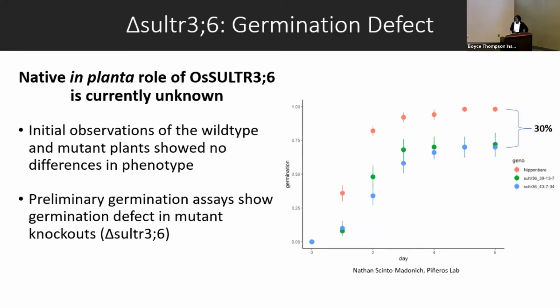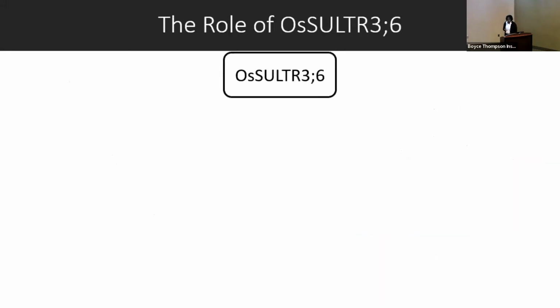So this germination assay gave us our only clue. What can we learn about SULTR3;6 based on these germination defects? And how can changes in expression of SULTR3;6 affect germination rates? In order to answer these questions, this requires understanding what substrate SULTR3;6 predominantly transports.